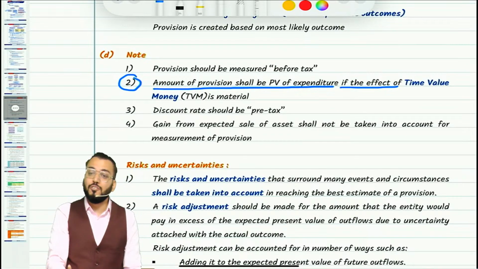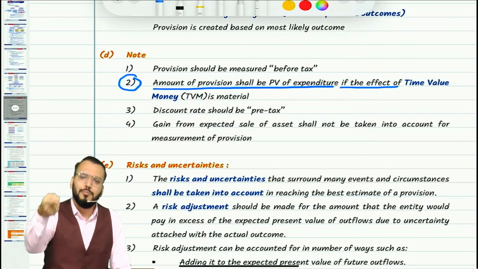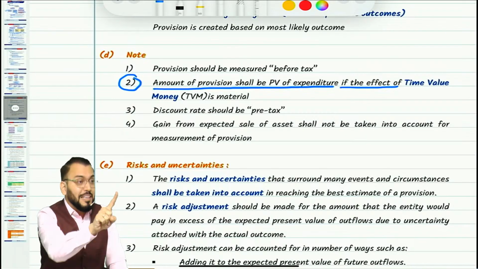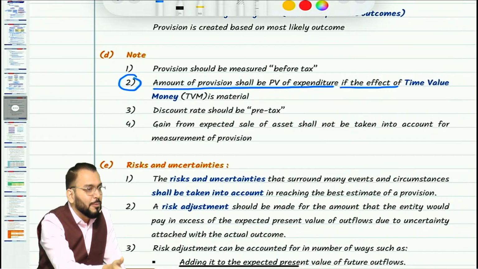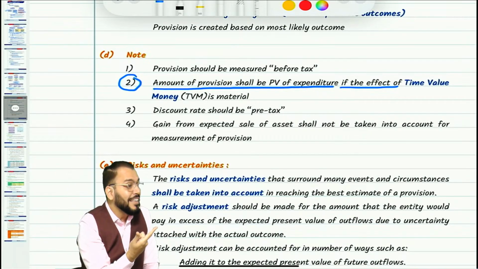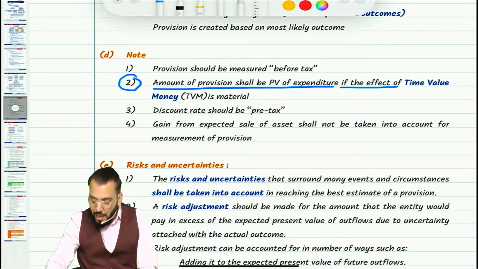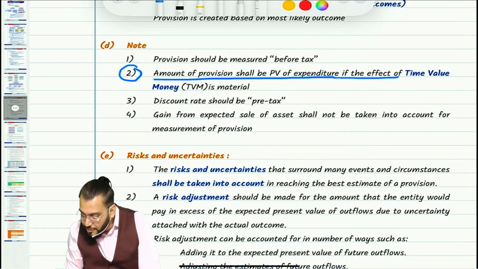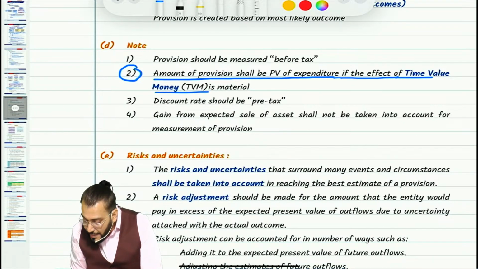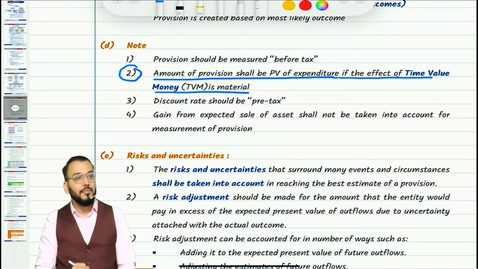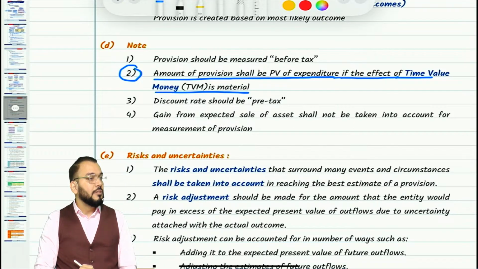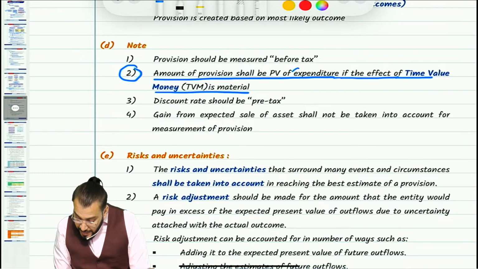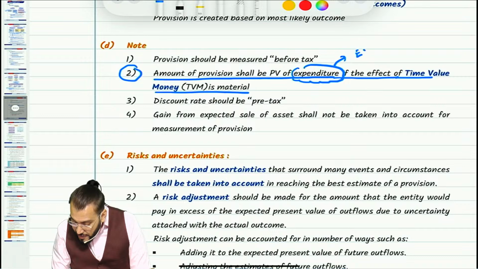However, from an examination point of view, whenever they have given a rate of discount, it means discount. If they have not given a rate of discount, you can ignore it from the exam point of view. So have you understood what they want to say? The amount of provisions shall be the present value of expenditure if the time value of money is material. Have you understood? But what will be this expenditure that we need to estimate now? Right now we are discussing this. This will be an estimated amount.